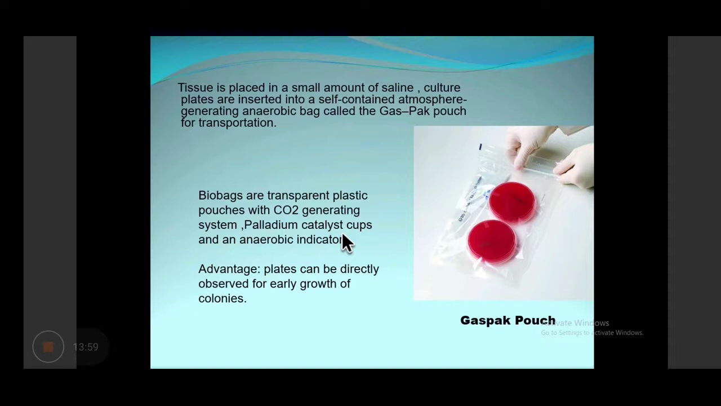But if we need to process that colony or that growth on the plate, this is the disadvantage. We have to open the plate. So this is the disadvantage of gas pack pouches. The advantage is that we can only read or see the colony.